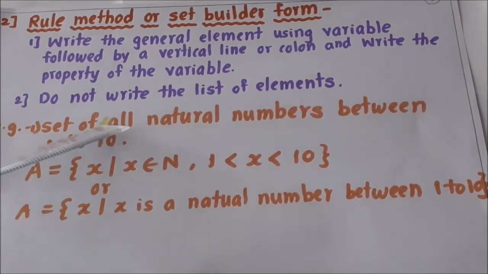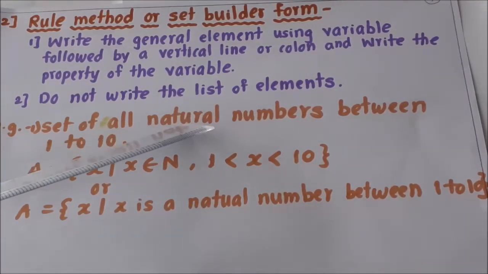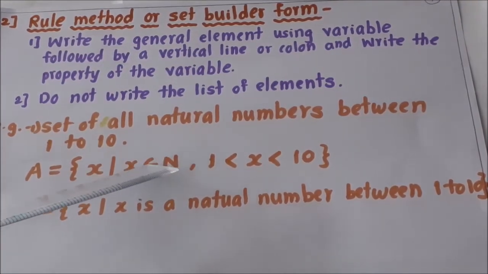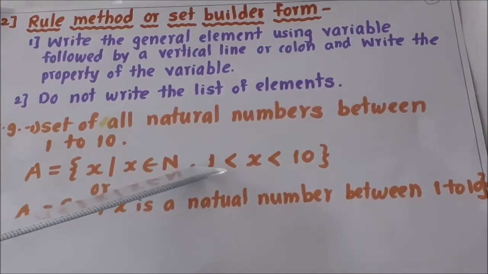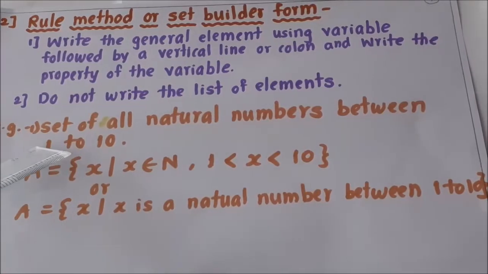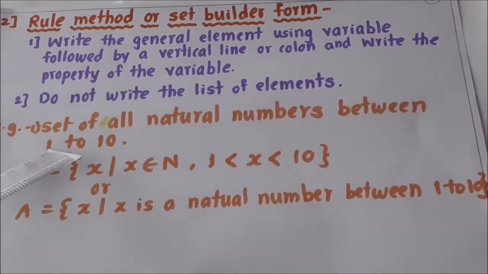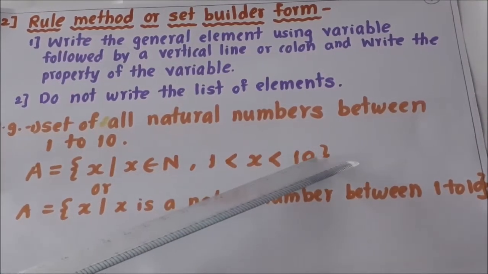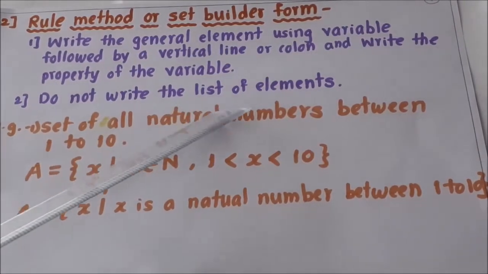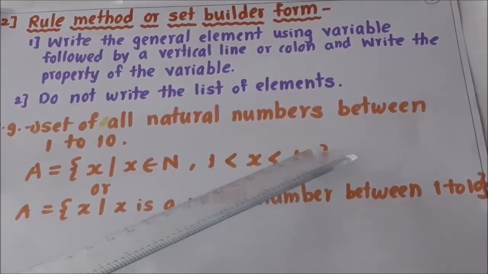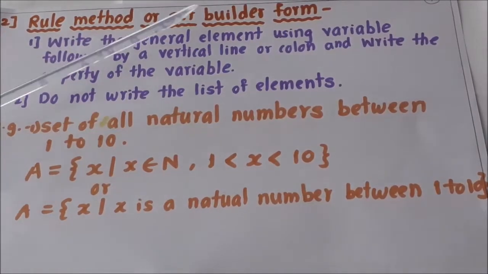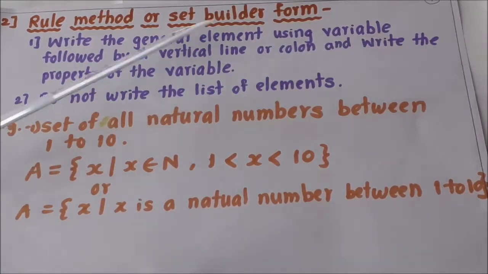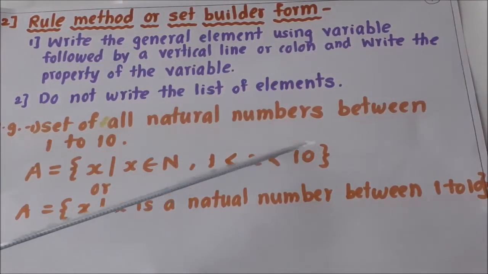Now in the given question, it is an element of the natural numbers, hence x belongs to N, meaning it belongs to the set of natural numbers. The second condition is that the natural number should be between 1 and 10. Hence we can write 1 is less than x is less than 10. It is not necessary to write all the elements; you can use a property only. So write the general element using the variable followed by the vertical line or the colon, and write the property of the variable.